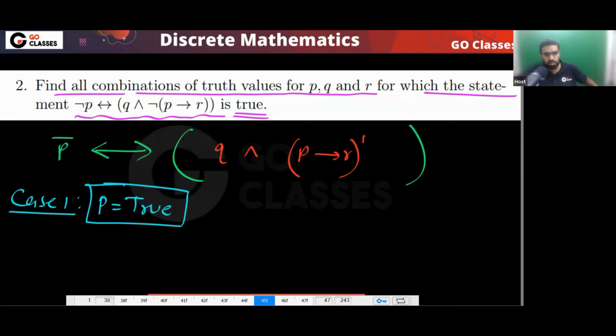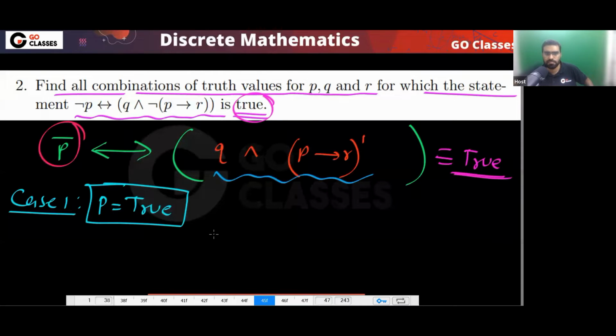So if P is true, then this is false, right? The question is saying that the entire thing is true. P is true, so this will be false. So what should be this value? This should be false, right? Because if P is true, then this is going to be false.